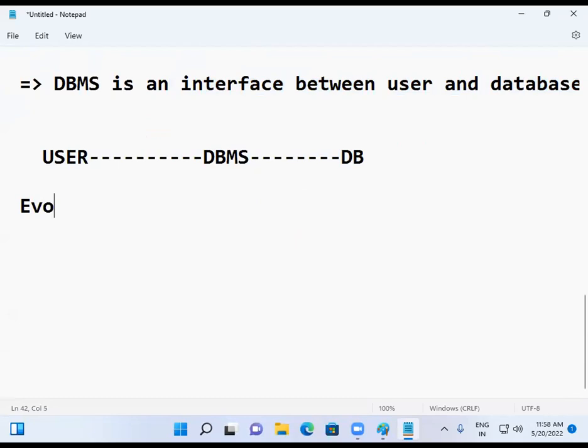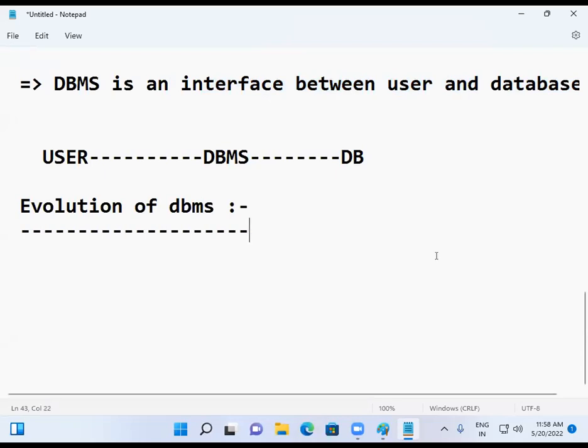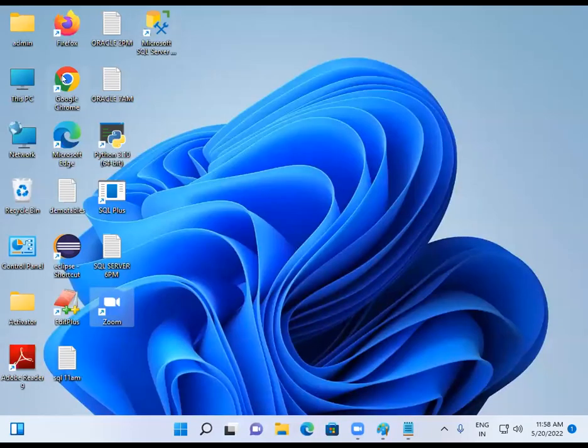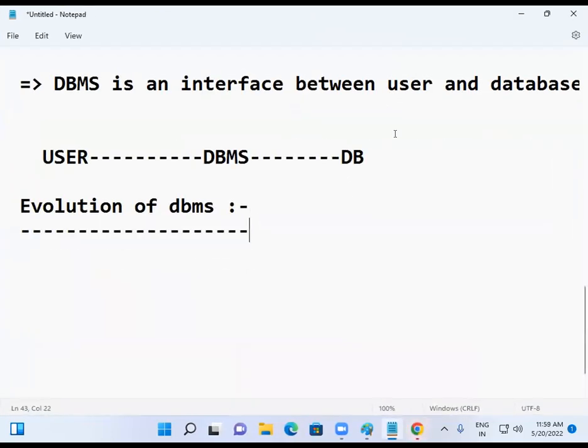Next, what is the evolution of DBMS? Evolution means... what is the English meaning of evolution?